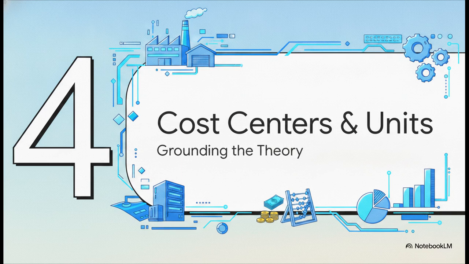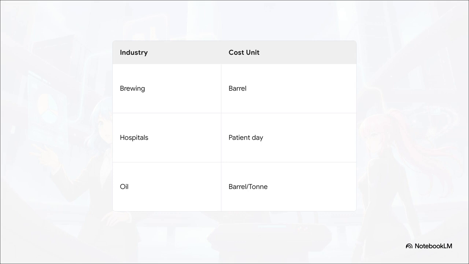Moving on to section 4, cost centers and units. Time to ground this theory. So, to actually use these theories in the real world, we absolutely need a specific quantitative unit to measure against. You can't just walk into a meeting and say, hey, we spent $1 million. Someone is going to ask, $1 million per what? And that what changes completely depending on your industry.